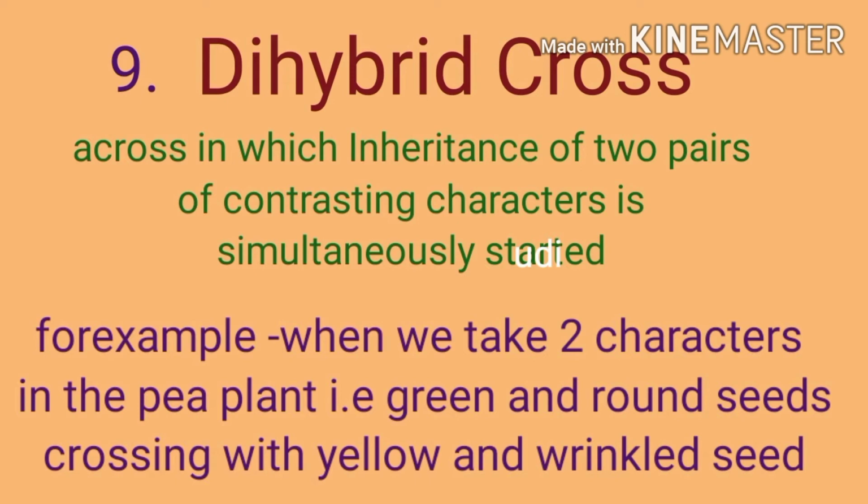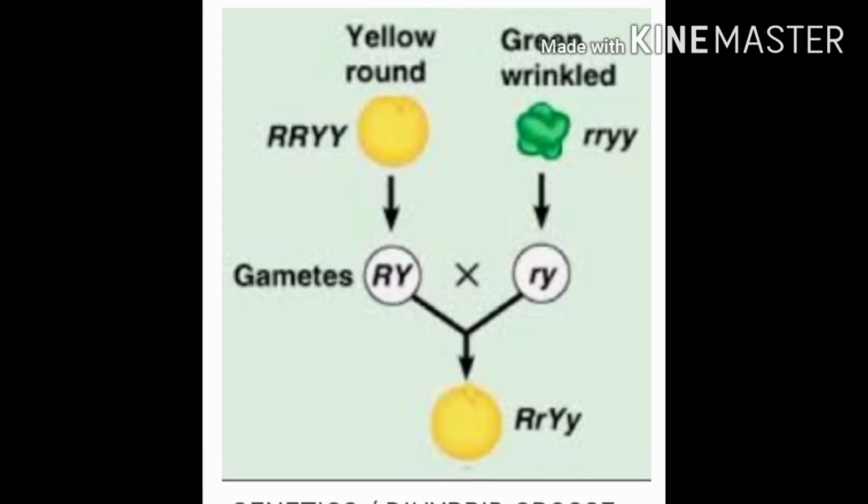What is dihybrid cross? A cross in which inheritance of two pairs of contrasting characters is simultaneously studied. For example, when we take two characters in a pea plant, for example, green and round seed crossing with yellow and wrinkled seed is an example of dihybrid cross.